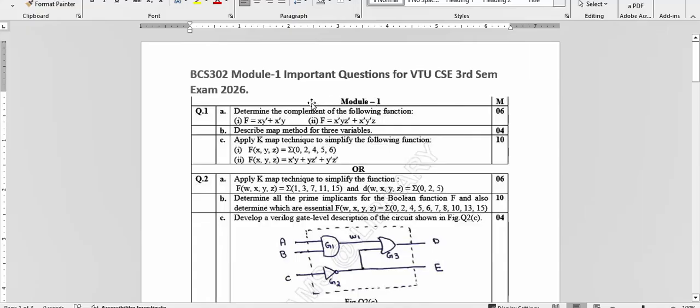branch. In this video, I'm just going to go through module 1 questions, and next will be a series on module 2, module 3, module 4 and module 5. So in this video I will display only module 1 questions.